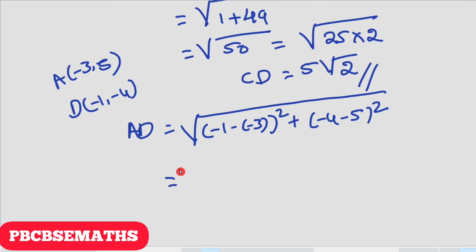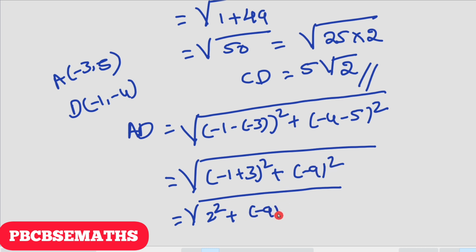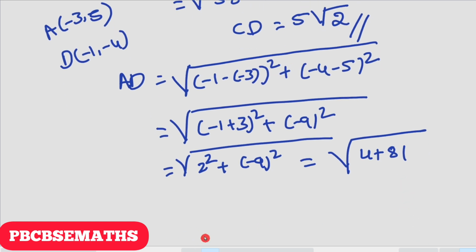Then we can say square root of minus 1 minus into minus 3 gives us plus 3 whole square plus here minus 4 minus 5 gives us minus 9 whole square, which is equal to square root of minus 1 plus 3, which is 2 square, plus minus 9 whole square. Let's write it as it is, which is equal to again square root of 2 square value is 4 plus minus 9 whole square is 81. So the value of AD is square root of 85.